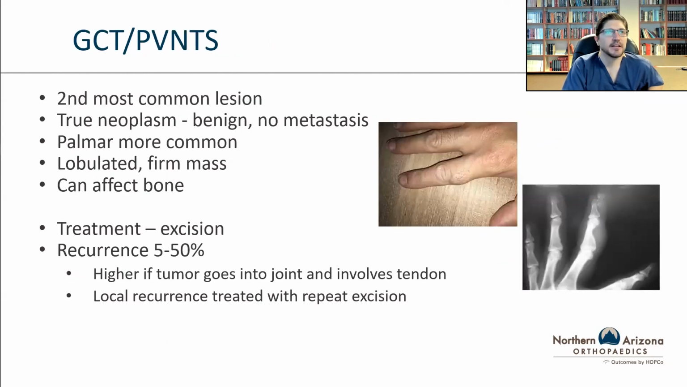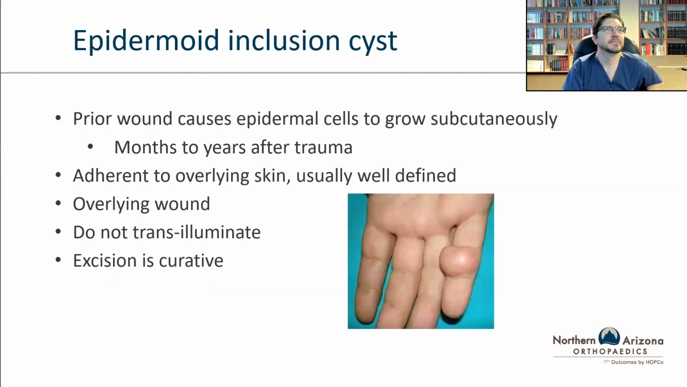Giant cell tumor is very common. It's a completely benign issue with no metastases, but it can recur. It usually happens on the palmar aspect of the hand, but it can happen in the digits and on the back of the hand. These are firm masses that can also affect bone, but they're completely benign. The treatment for this is excision on an elective basis. These do recur about 5 to up to 50% of the time in some literature reports, and they usually recur in higher percentages if it goes into the joint or involves the tendon. That's treated with just repeat excision.